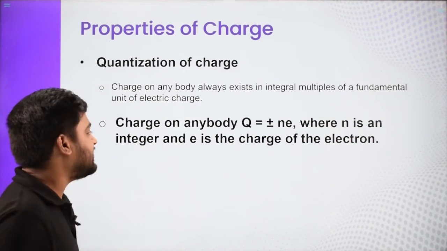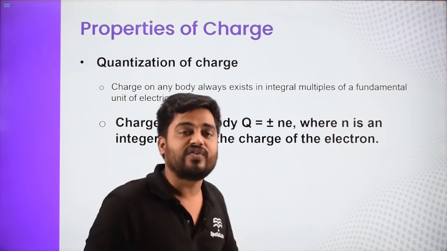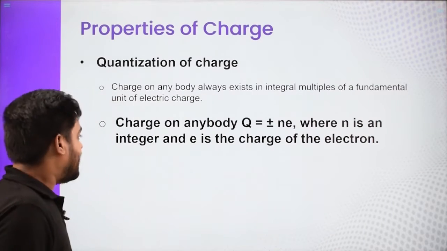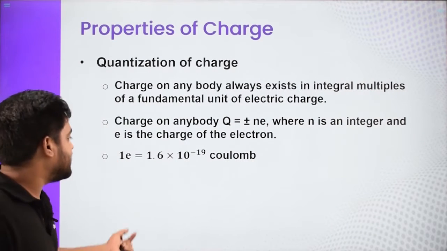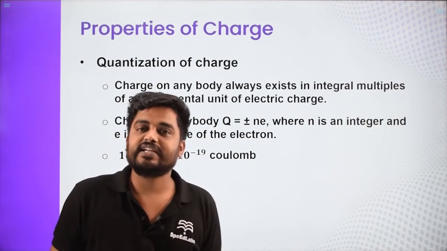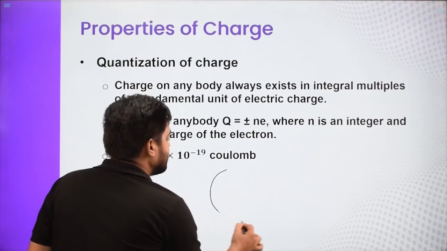E is also known as elementary charge, and E is nothing but the charge found on an electron. And if we talk about the value of E, the charge on each electron is given by 1.6 into 10 raised to power minus 19 coulomb. Now, let us discuss this.